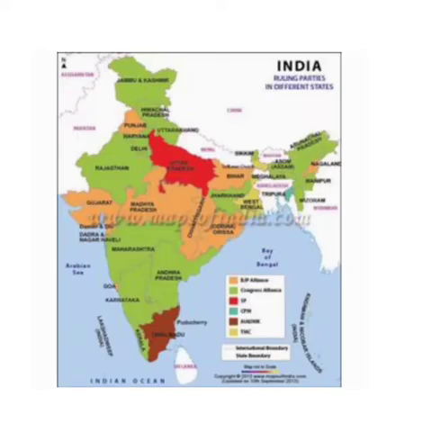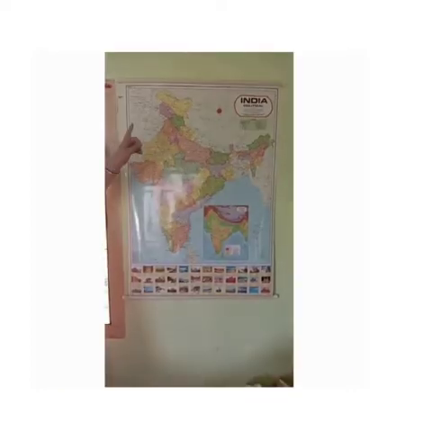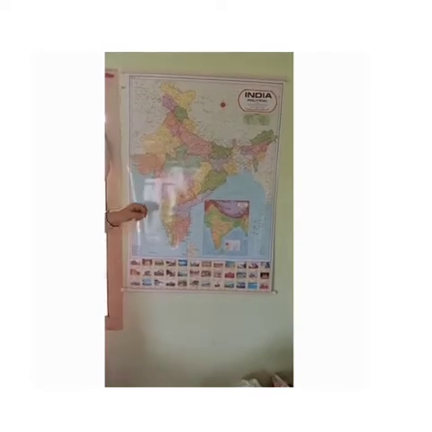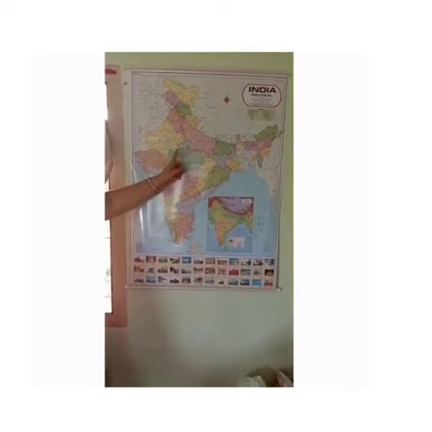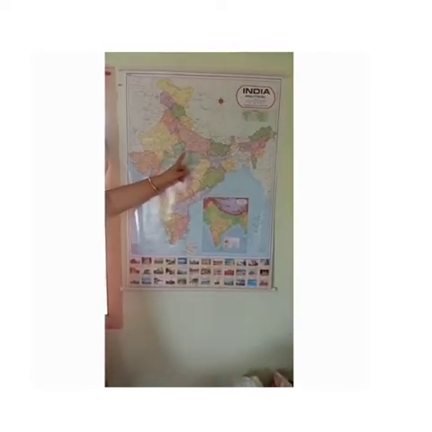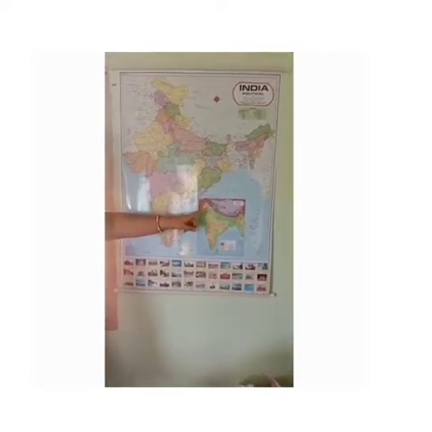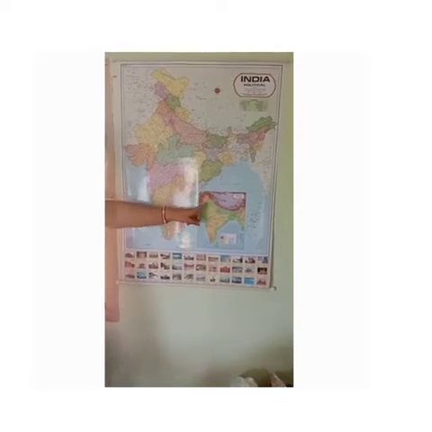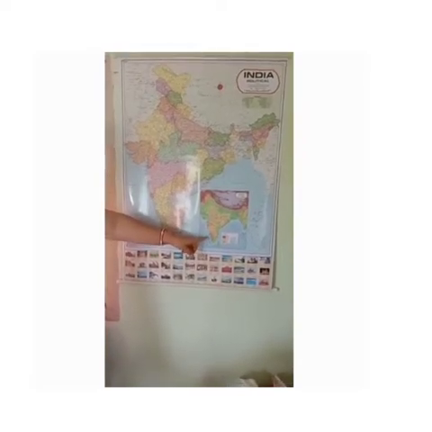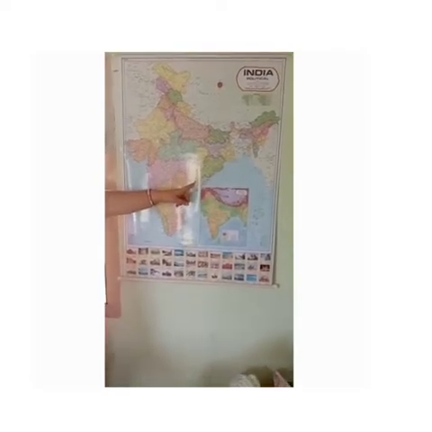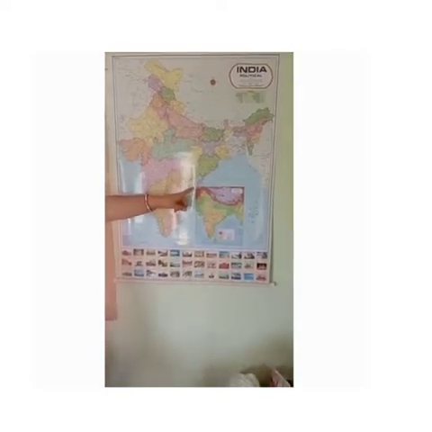We have three types of maps: political map, physical map, and thematic map. Children, we are learning about the political map. These maps show boundaries of countries, states, capitals, major towns, etc. And the physical map. See, this is India's physical map, which shows mountains, plains, rivers and coastline features of that place.